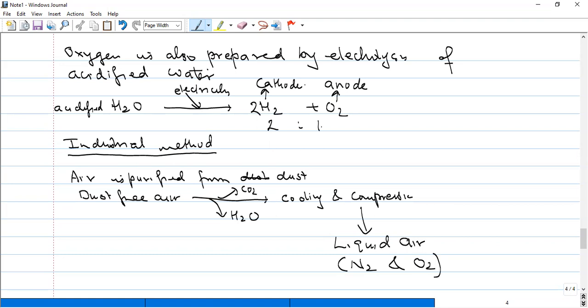Because air का main constituent क्या है? Nitrogen 79%, oxygen 20%, and 1% other gases, including inert gases, carbon dioxide, water vapor, dust. Carbon dioxide कितना है? 0.03.